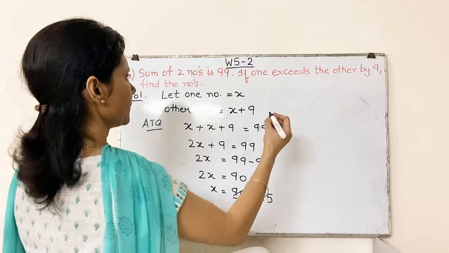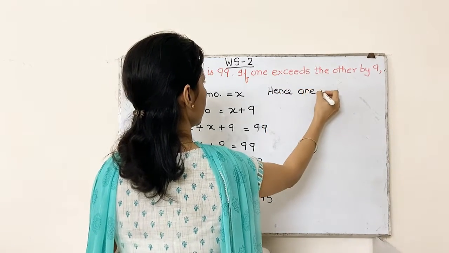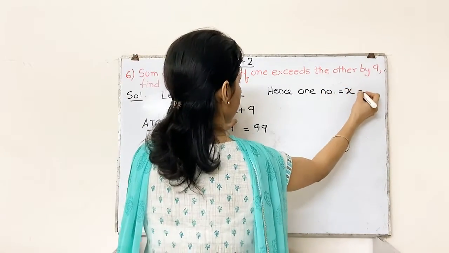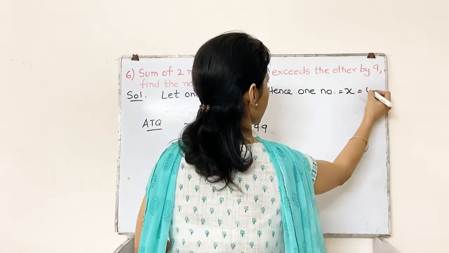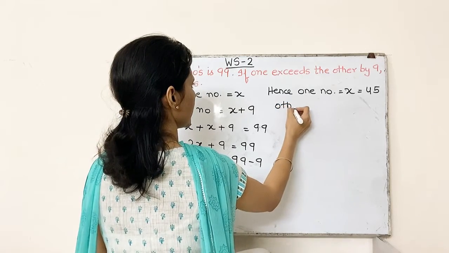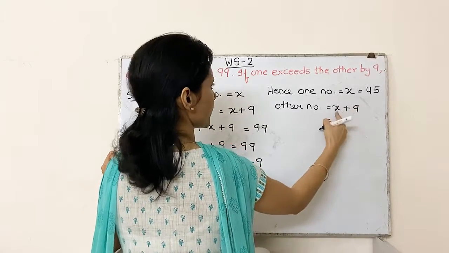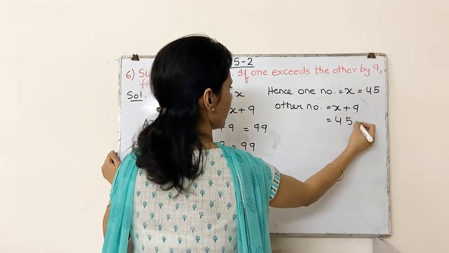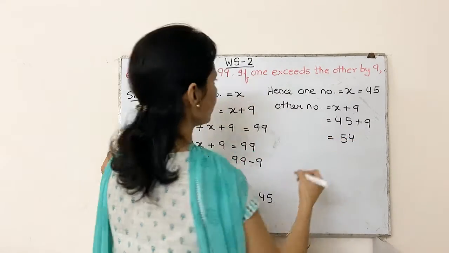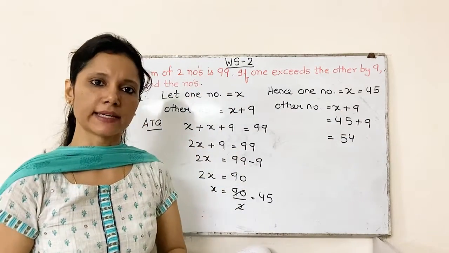So we'll say hence, one number is x, and that is equal to 45, and the other number is x plus 9. So what is the value of that? It is 45 plus 9. So this becomes 54, and you can check that the sum of these two numbers is 99.